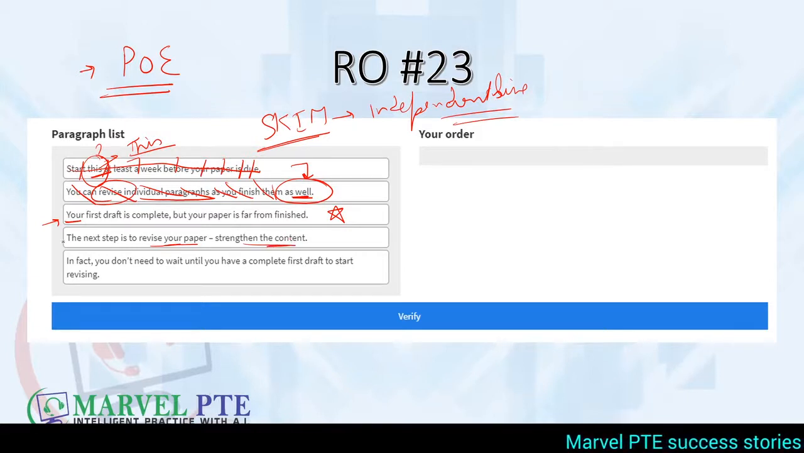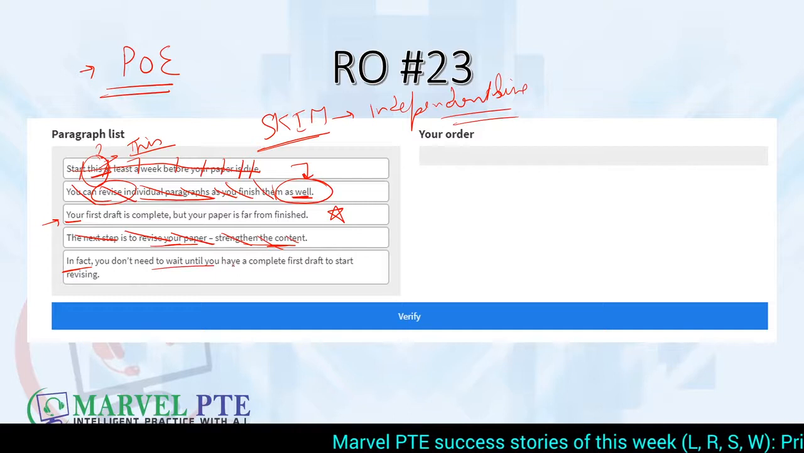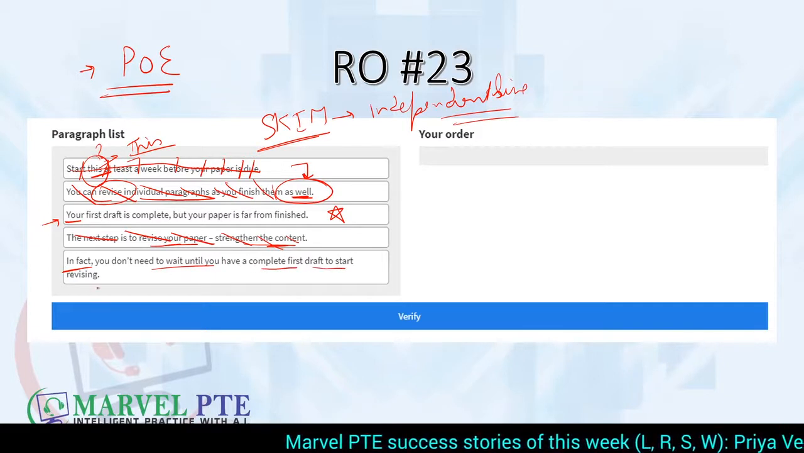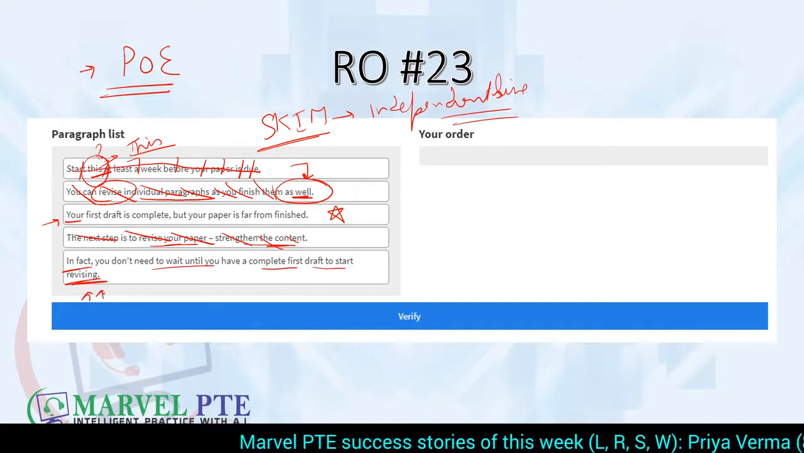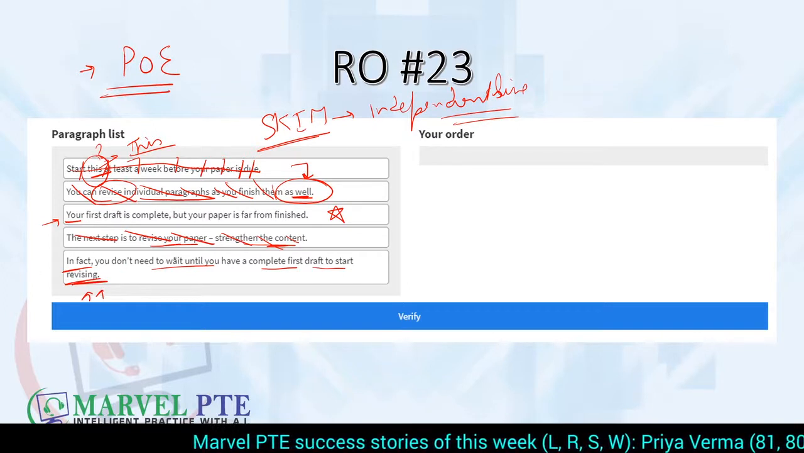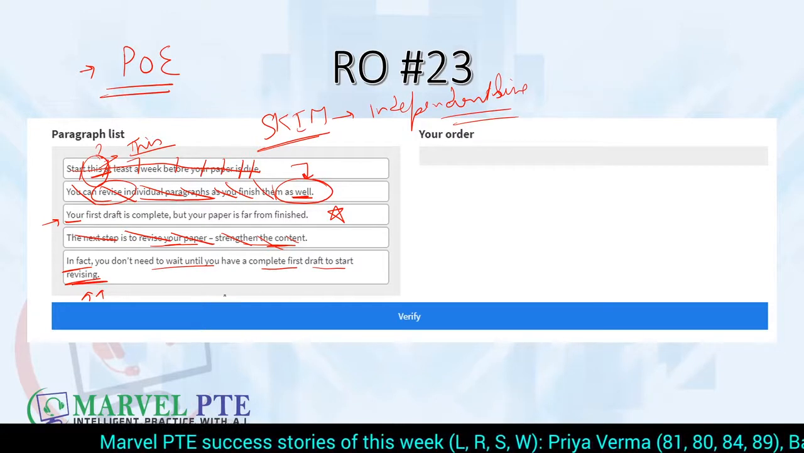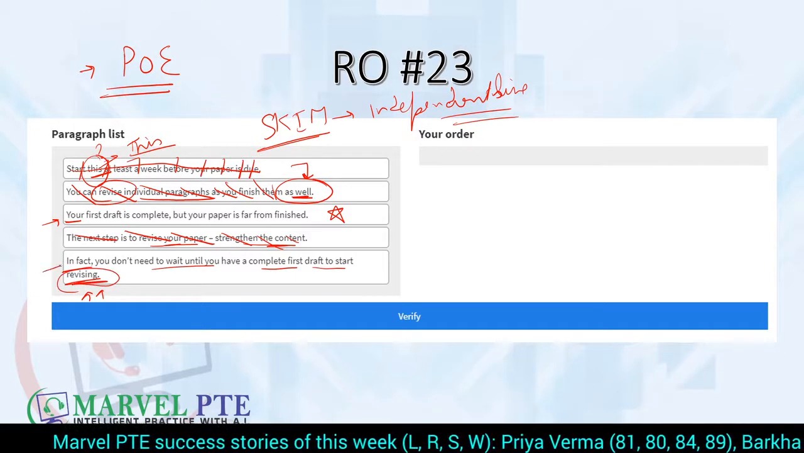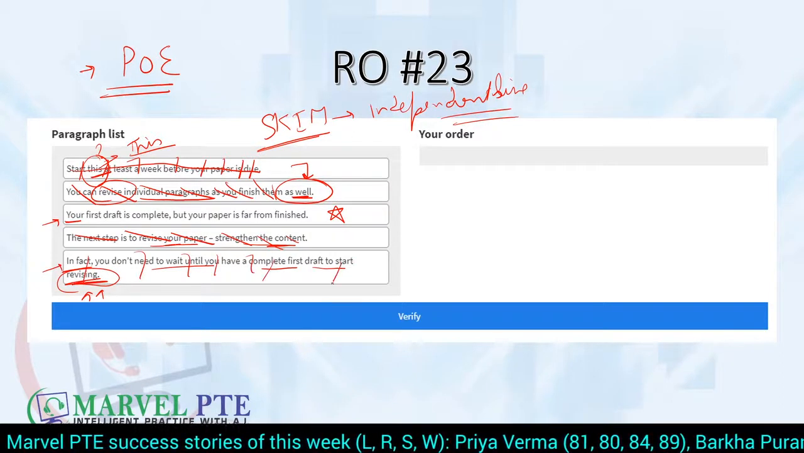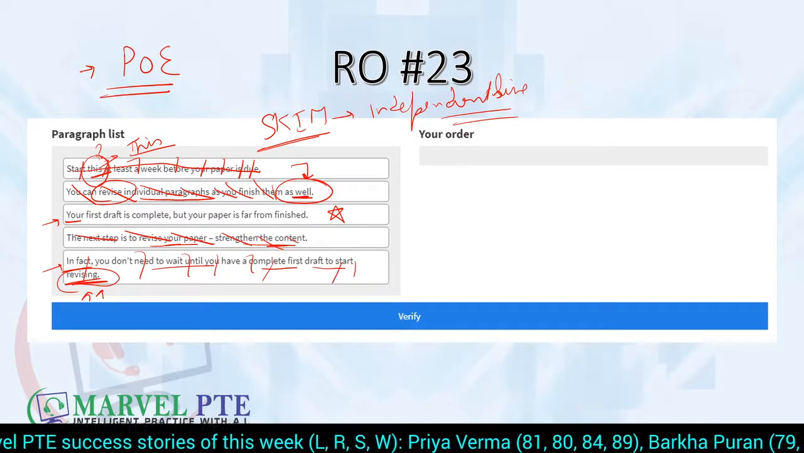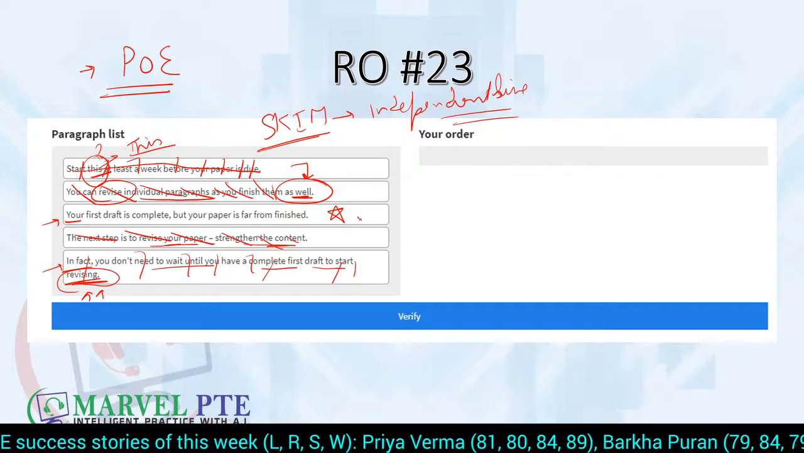Okay, so next step, obviously you have to talk about the first step today. So it cannot be your independent line. In fact, obviously "in fact" cannot be your independent line. You do not need to wait until you have a complete first draft to start revising. So you see, you have already talked about revising over here, but due to "in fact", it cannot be your independent line. So that's why we are just left with one independent line.